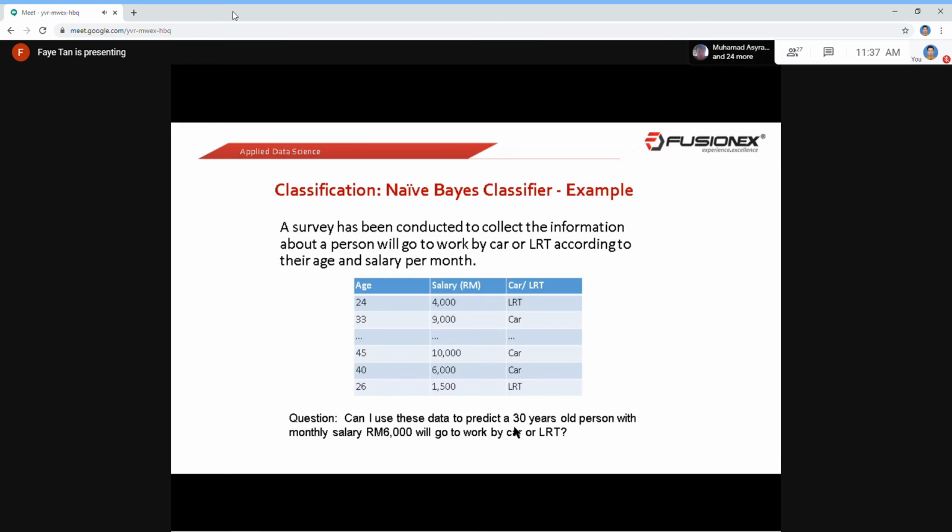So your target is what? You want to predict for a 30 years old person whose salary is 6,000: will this person go by car or LRT? This data of 30 years old and 6,000 salary may or may not have happened before in your survey. We don't know, and it doesn't matter whether it happened in the survey or not. We still can predict whether this person will go by car or LRT. So we are going to build a model by using the survey result that we have.